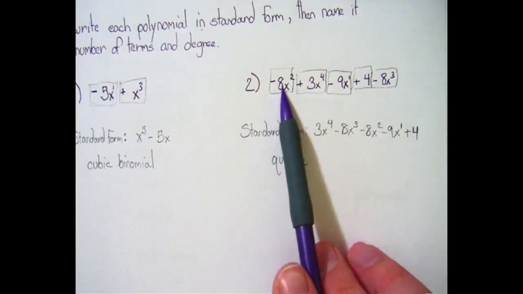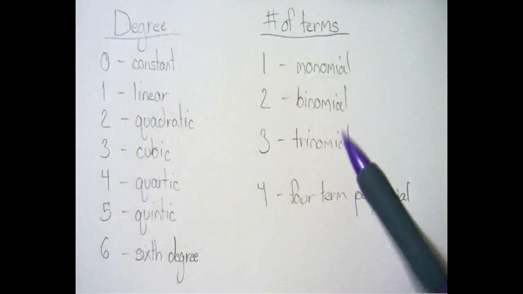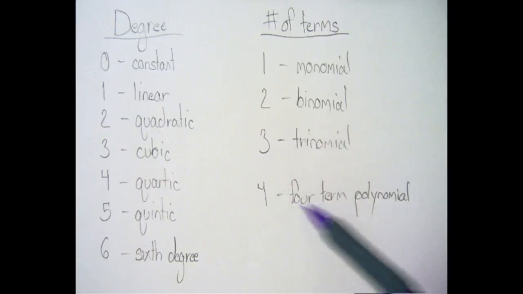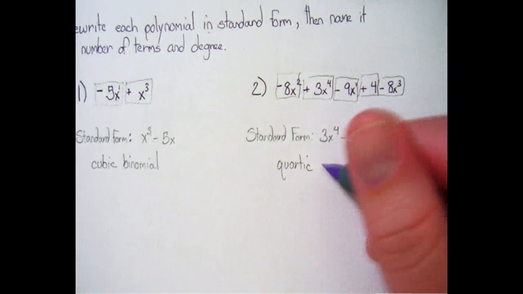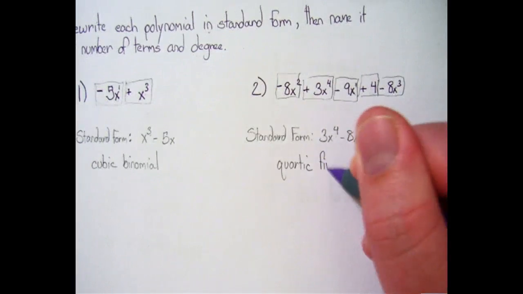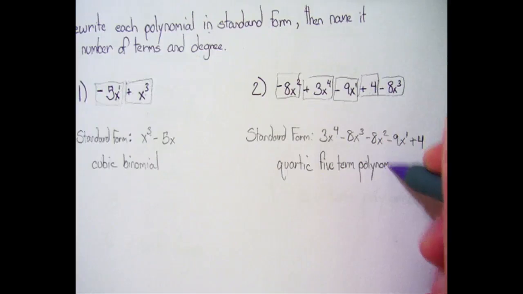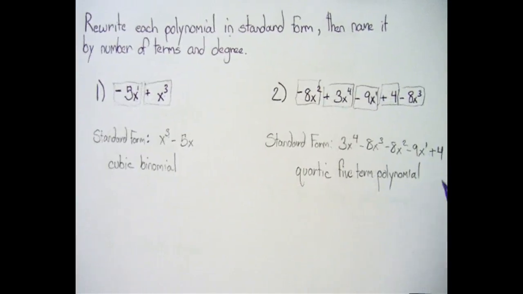are being added together. 1, 2, 3, 4, and 5. And notice we've run out of names here. Past 3 terms, these don't really have names. So 4 would be a 4-term polynomial. If it has 5 terms, it's a 5-term polynomial. So on this one, we don't have a special name for it. So we would say this is a quartic 5-term polynomial. And now we have written it in standard form. We have named it by terms and degree, and we are finished.